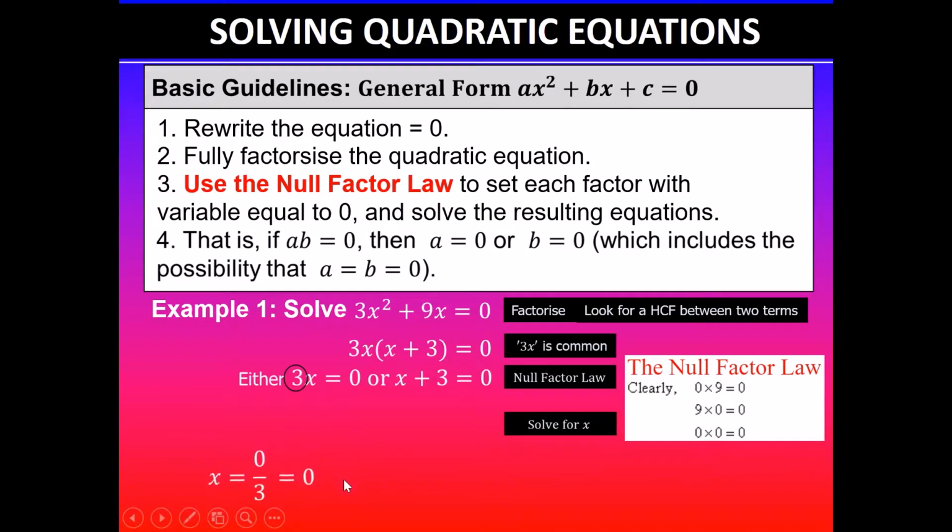So x will be equal to 0 divided by 3, which simplifies to 0, or x plus 3 is equal to 0, so I will move positive 3 to the other side, which will read negative 3. So my final answer is x is equal to 0 or x is equal to negative 3. We were expecting two answers because we have a quadratic function here.